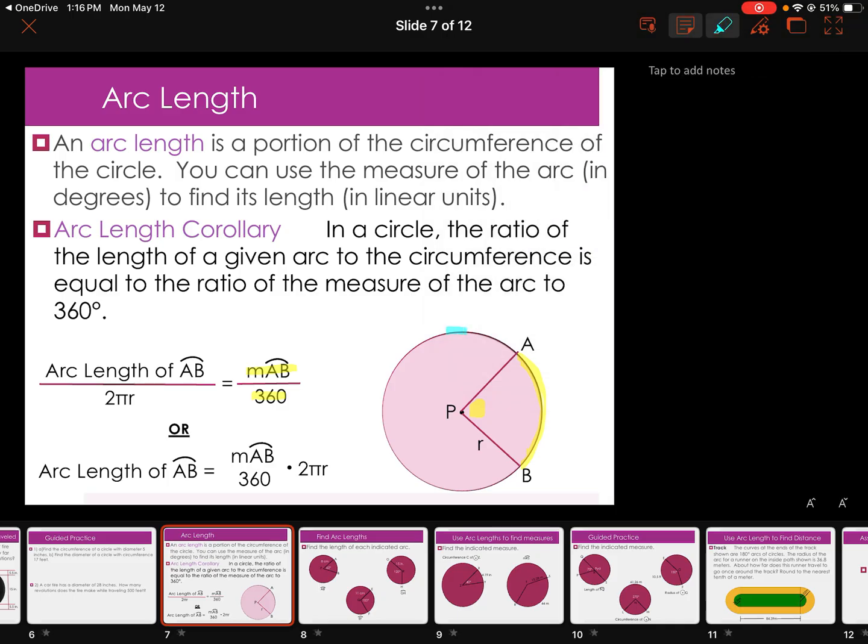The circumference of the circle, that's the entire distance around it. That's always circumference. And then if you want the arc length, or have the arc length, that goes there. Okay, might sound confusing. It's actually very, very simple.